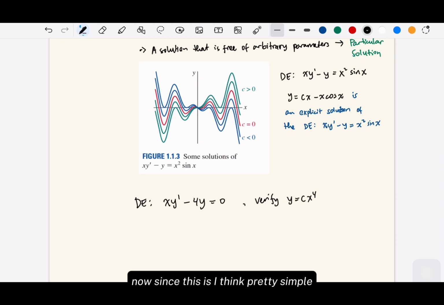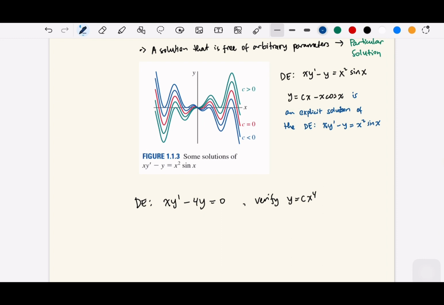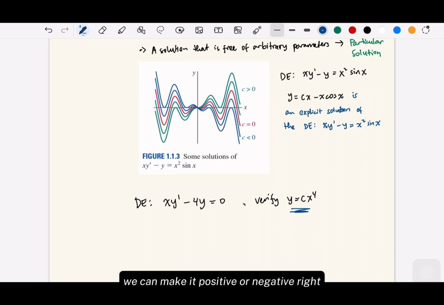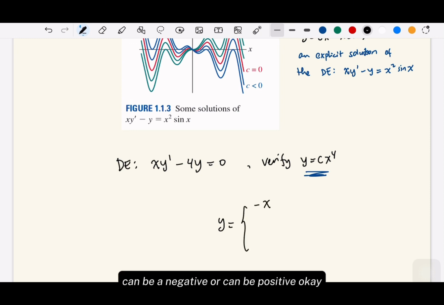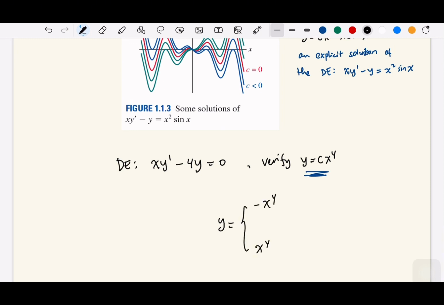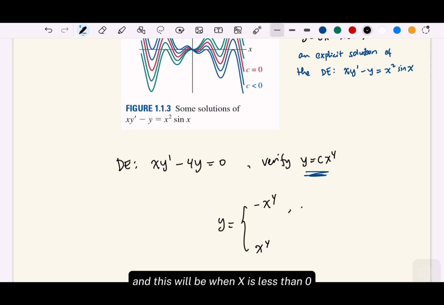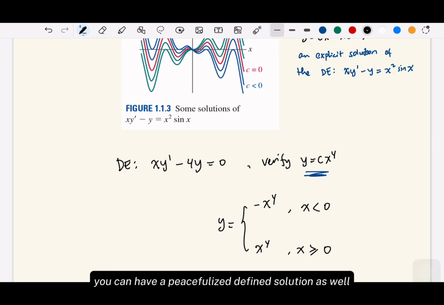Now, since this is pretty simple, the possibility for C is that we can make it positive or negative, right? So we could have y be negative or positive. In general, this will be when x is less than 0, or x greater than or equal to 0. We can have a piecewise defined solution as well, okay?